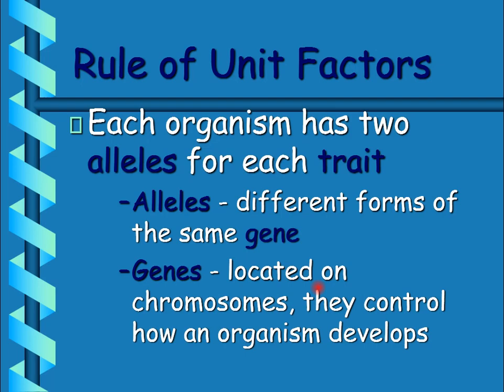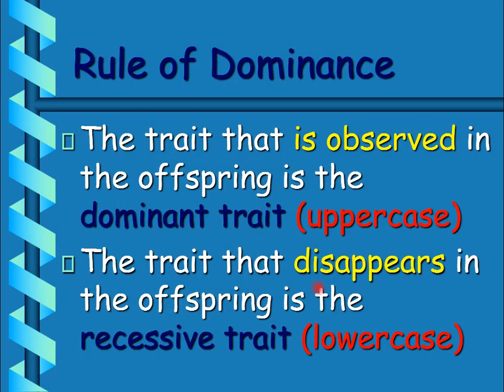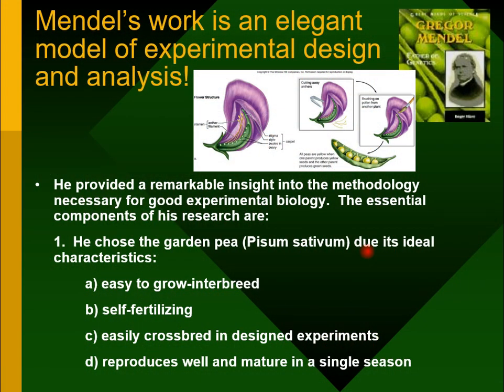Each organism has two alleles for each trait. Alleles are different forms of the same gene. Genes are located on the chromosome, as I said before, and they control how an organism develops. The rule of dominance: the trait that is observed in offspring is the dominant trait, which we give a capital, uppercase letter. The trait that disappears in the children is the recessive trait, which we give a lowercase letter.